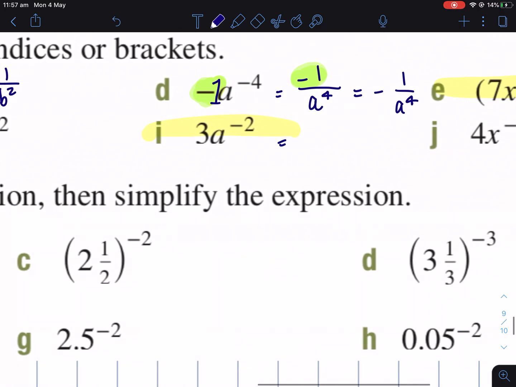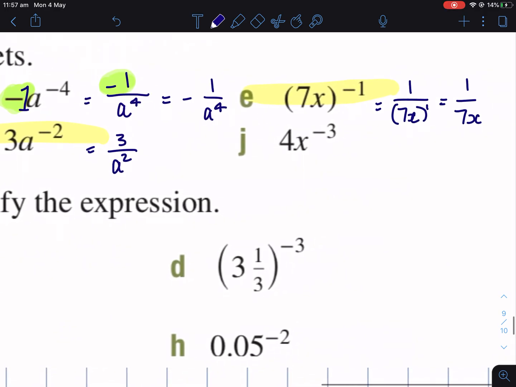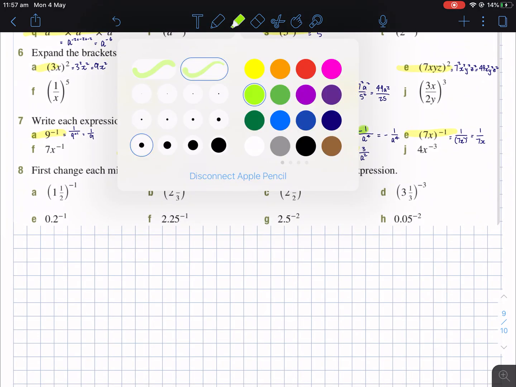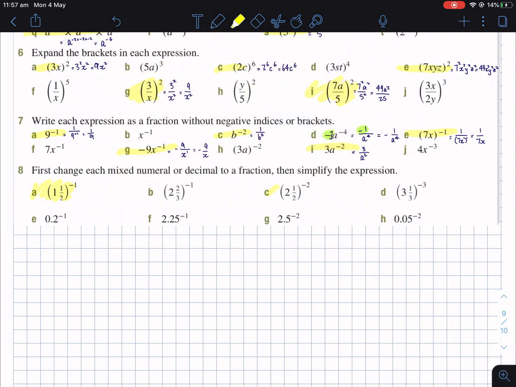And here the 3 stays where it is. It's only the a that moves down. Otherwise it'd have brackets, like e had brackets. Okay. Again, every second.